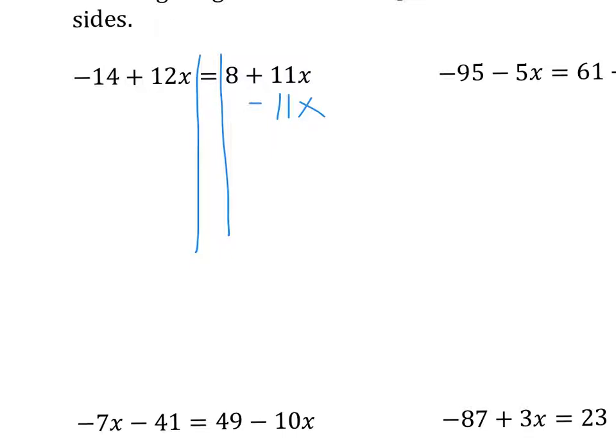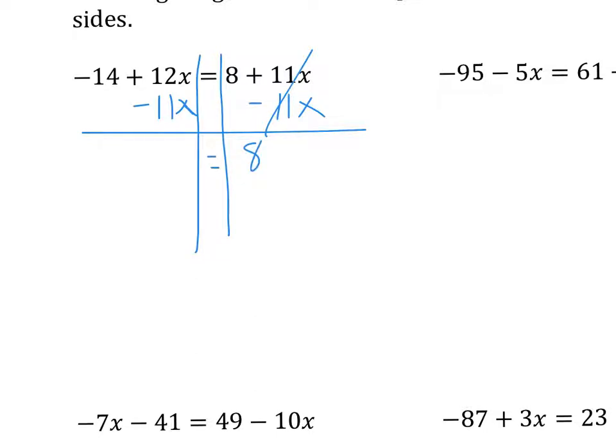Okay, so the inverse operation of adding 11x is subtracting 11x. And if we do that to one side, then we have to do it to the other side too. So subtract 11x like that. When we do this on the left-hand side, we end up with positive 11x minus 11x. That goes away. That gives us 0. So we're just left with 8 over there.